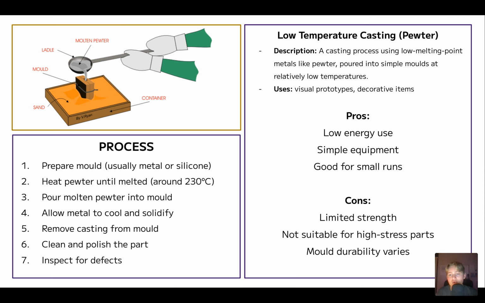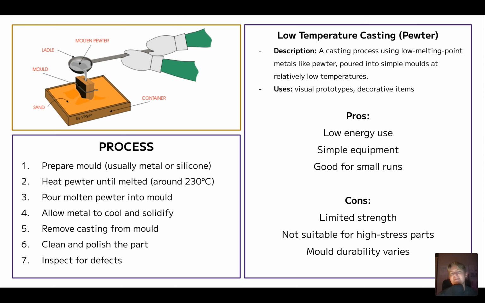It's also very good for small runs because, as I mentioned, it's very cheap to create the molding because you don't need to create it out of any particularly heat-treated metal. You can use some sort of manufactured board like MDF, which makes it a lot cheaper and a lot simpler to create the molding, and better for prototyping.